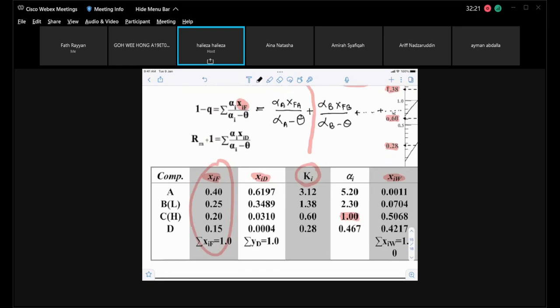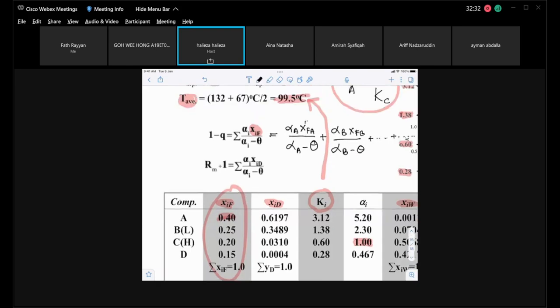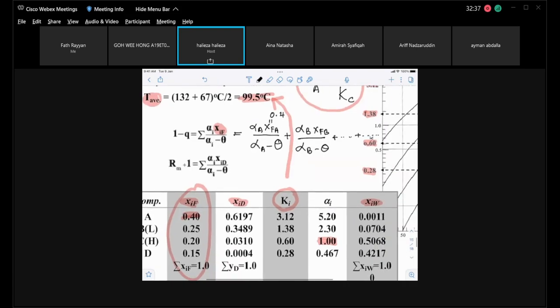So if I do that, for example, for component A, the feed composition will become 0.4. Alpha A is this value, 5.2, at the average temperature of 99.5. Over here is also 5.2. The only unknown is my theta.